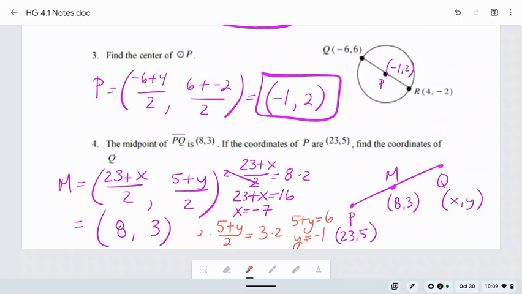So that means that point Q would have to be at negative 7, negative 1 in order for me to get the midpoint of P and Q to be at 8, 3.